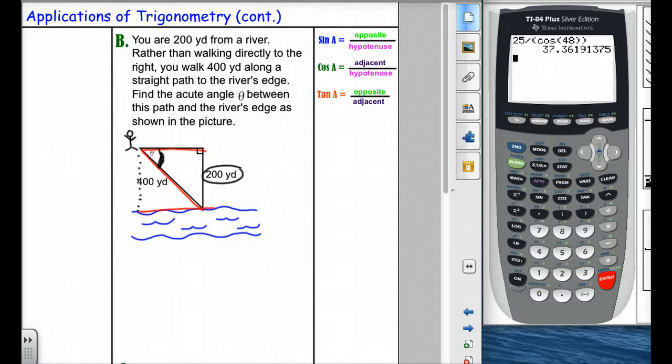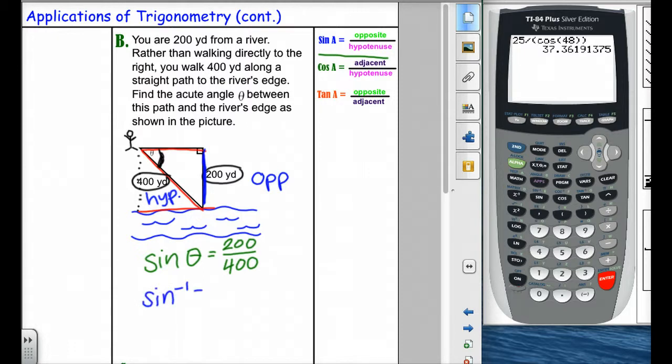I see that this 200 yards is going to be opposite the angle, and this 400 yards is my hypotenuse because it's opposite the right angle. Which means when I go to make this equation, I have opposite over hypotenuse, which is my sine. So I'm saying that the sine of theta, which you make with a circle and a line through it, is equal to opposite, which is 200 yards over 400 yards. To solve this, because I need to get theta alone, I'm going to take the inverse sine of 200 over 400, and this should equal my degree of theta.